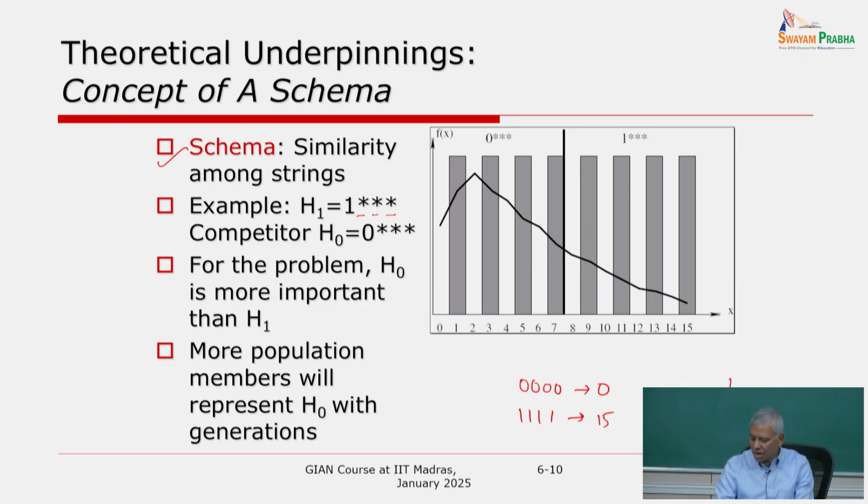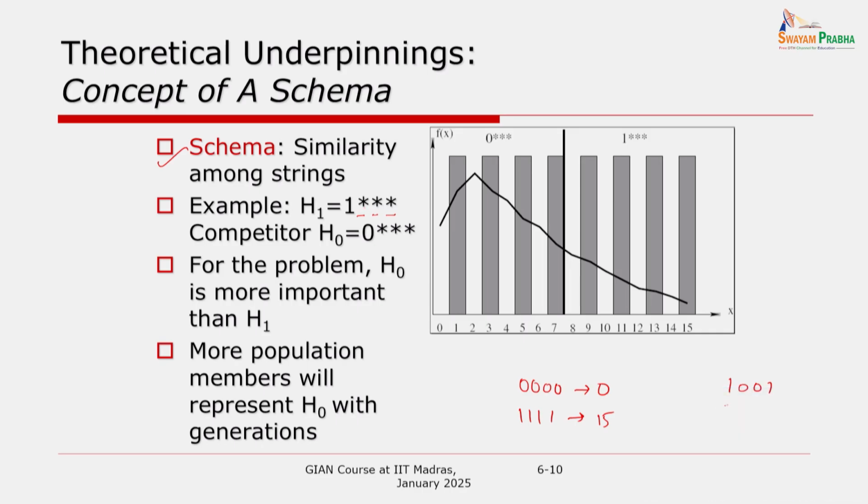So for example, 1, 0, 0, 1 is represented by the schema. 1, 1, 0, 0 is also represented by the schema. As long as you have a 1 at the first place here, that string is represented by the schema. So how many strings does this schema represent? 8, right? 2 times 2 times 2. Which are these 8? These are these 8.